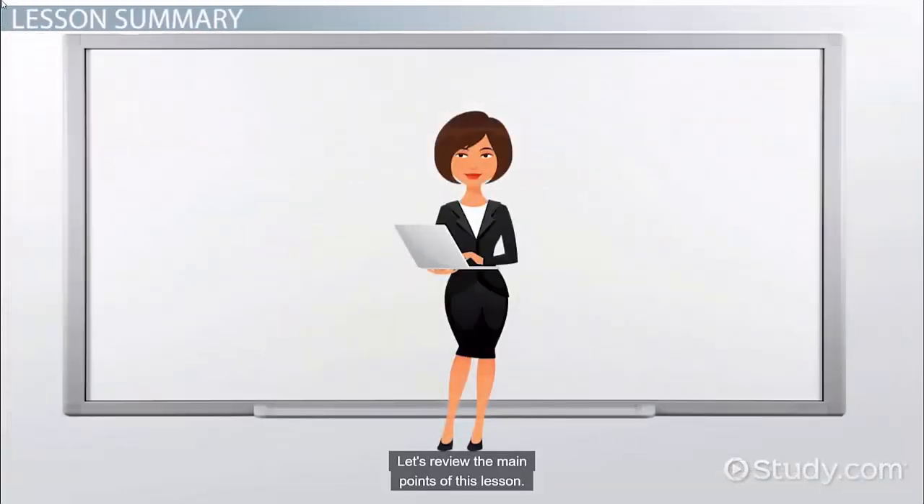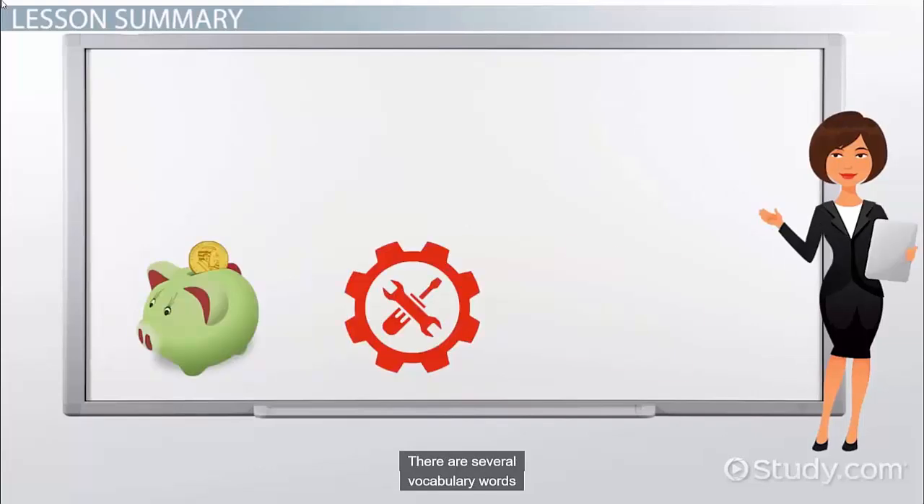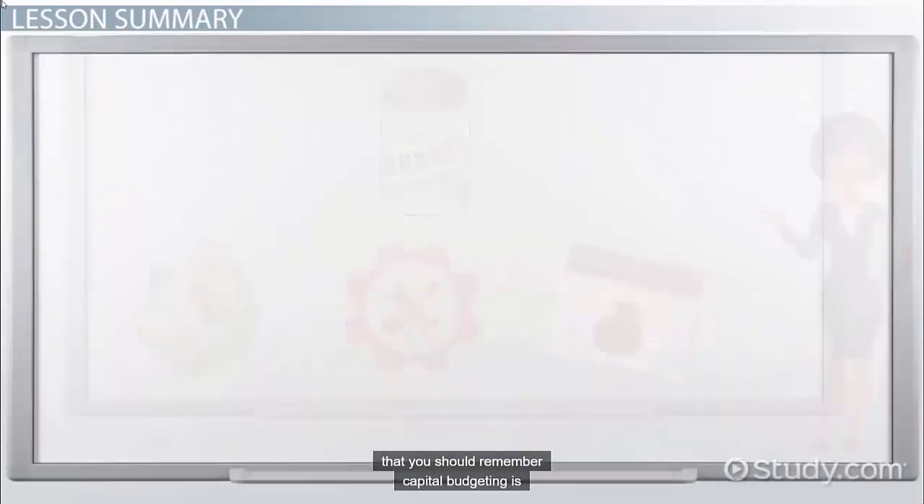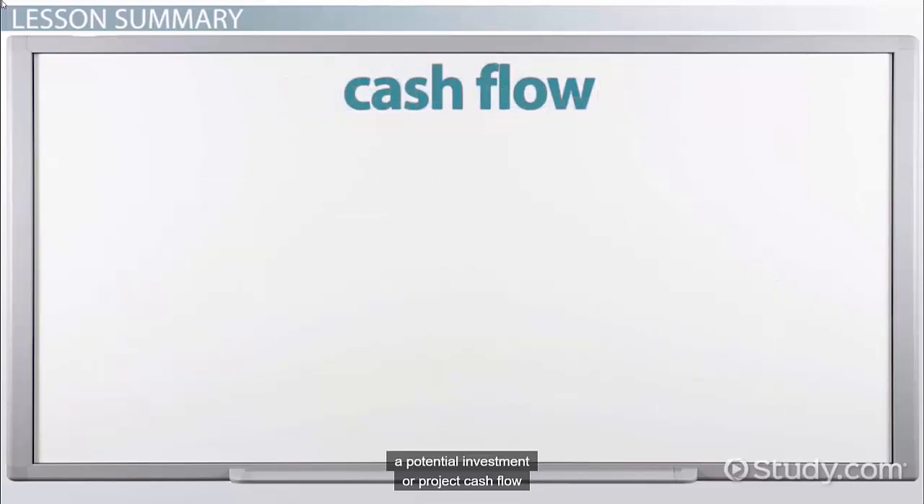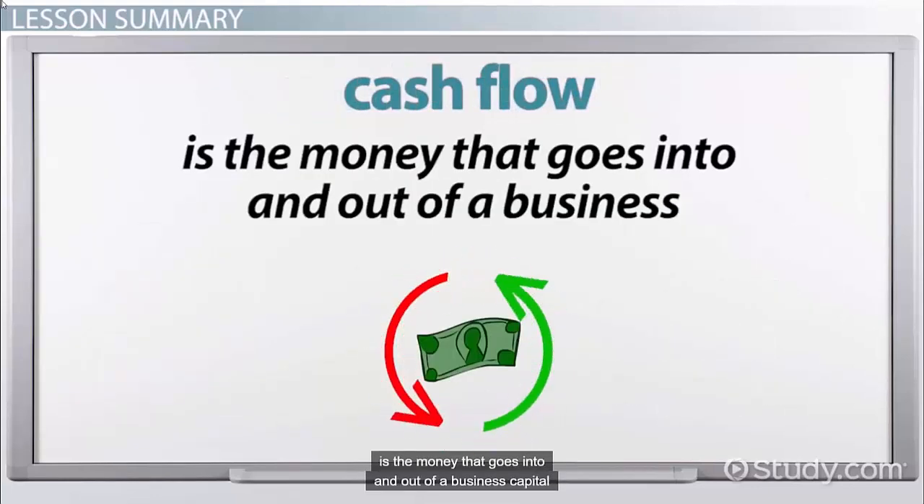Let's review the main points of this lesson. There are several vocabulary words that you should remember. Capital budgeting is the financial analysis that corporations conduct to determine if they should pursue a potential investment or project. Cash flow is the money that goes into and out of a business.